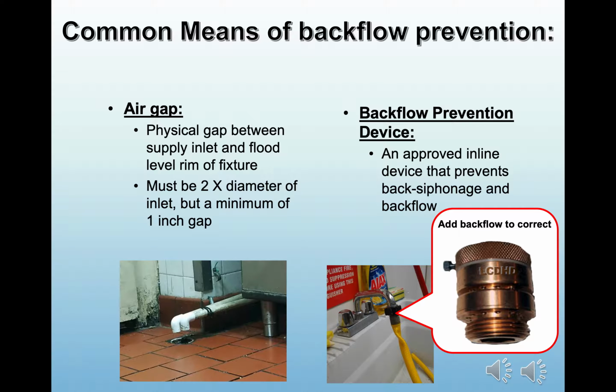To prevent backflow from occurring at your food establishment, you will need to use backflow prevention devices and proper air gaps. An air gap is a physical gap between the supply inlet and flood level rim of a fixture. There must be a gap 2 times the diameter of the inlet, but it must be a minimum of a 1-inch gap. An example of where air gaps are appropriate is the drains from ice machines and dishwashers. For the backflow prevention device, there are approved inline devices that attach to sinks, faucets, and certain plumbing that prevent back siphonage and backflow.